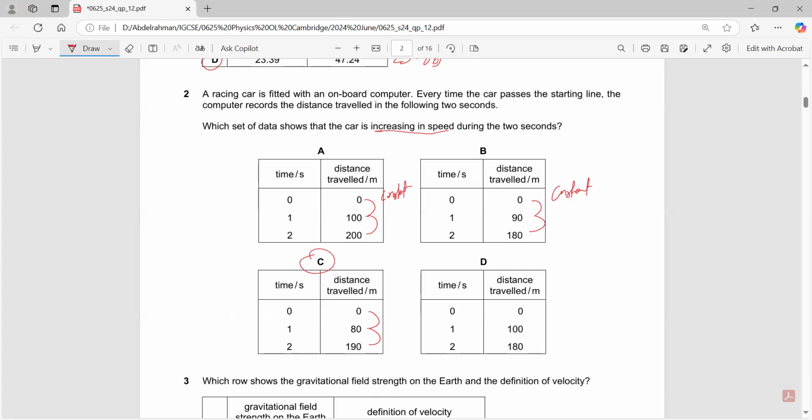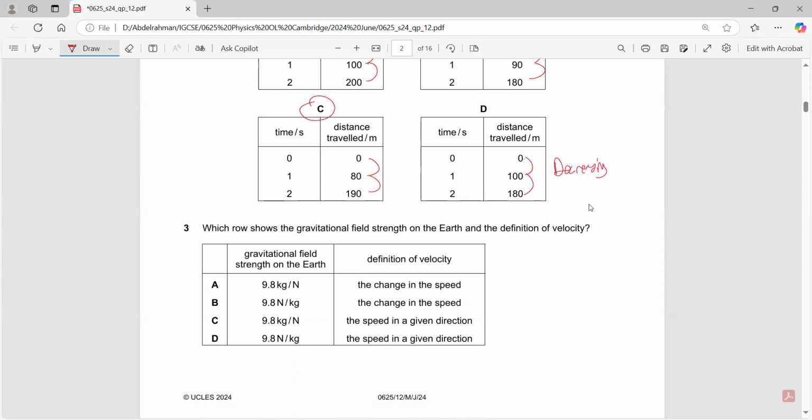What about D? No, D is wrong. Why? Because 100 and then 80. This is decreasing speed. Which row shows the gravitational field strength on Earth and the definition of velocity? Gravitational field strength would be 9.8. Is it newtons per kilogram or kilograms per newton? Yes, it is newtons per kilogram. Definition of velocity: it is the speed in a given direction, so it is D.